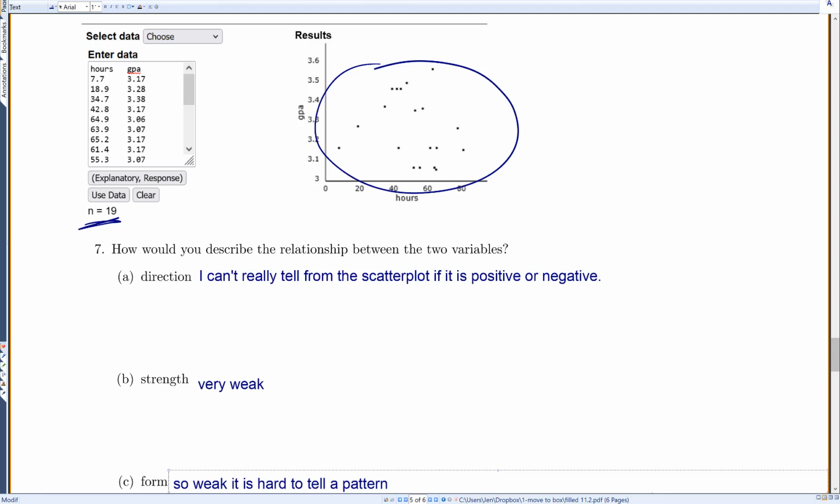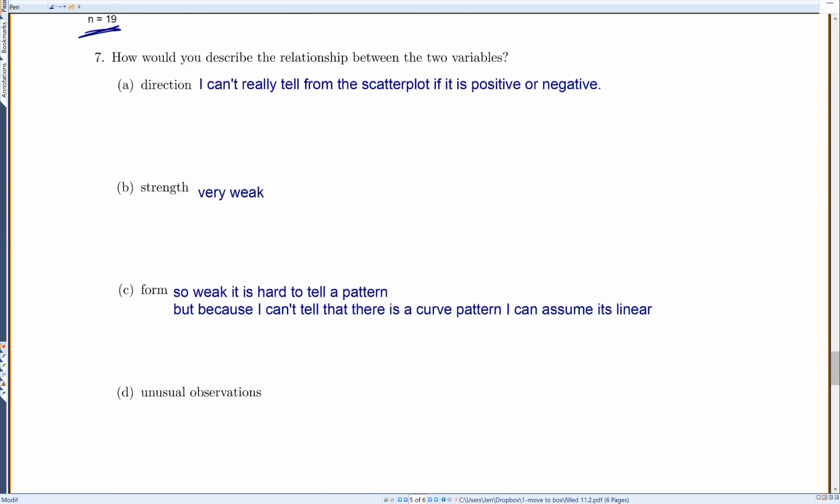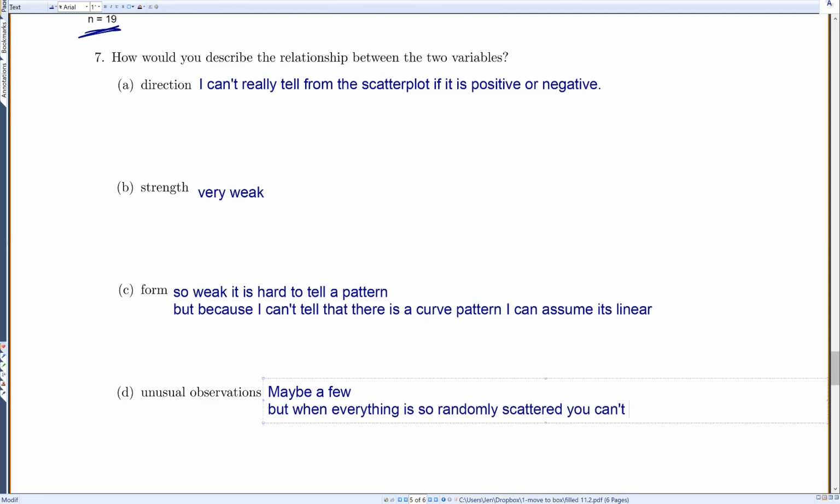Now let's look: are there any unusual observations? Maybe there's a few unusual observations. Maybe that one is kind of far away, maybe that one is kind of far away. But at the same time, can you really tell? If everything's just randomly scattered, can you even tell if something's unusual? Not so much. So maybe a few, but when everything is so randomly scattered, you can't really tell.